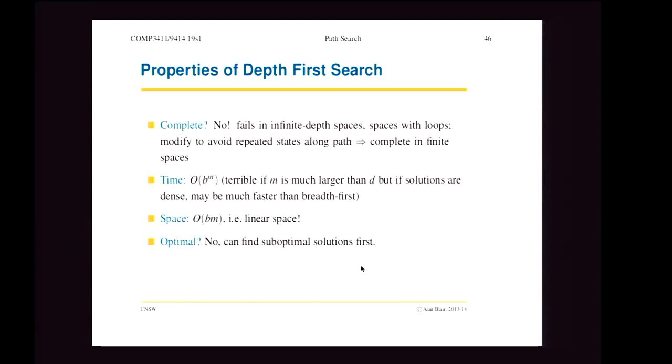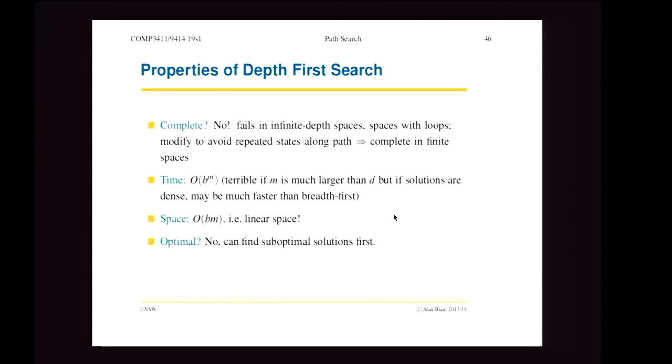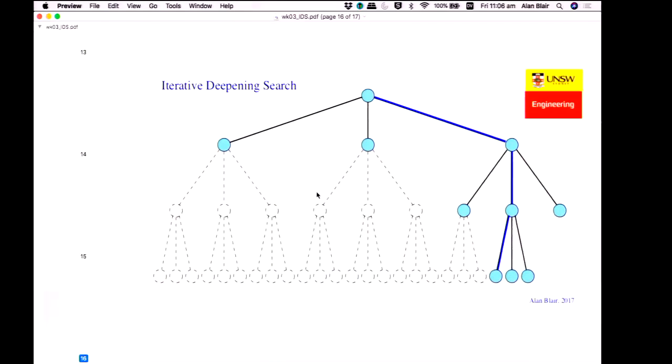So if it's not optimal and the time complexity can be bad, why do people bother with this? Well, the big advantage is the space complexity. The space is linear. Again, I'm just pointing out these kinds of details. If you look online, some sources, perhaps even Wikipedia, will say that the space complexity is order m rather than order b times m, and maybe it's worth explaining how they arrive at that.